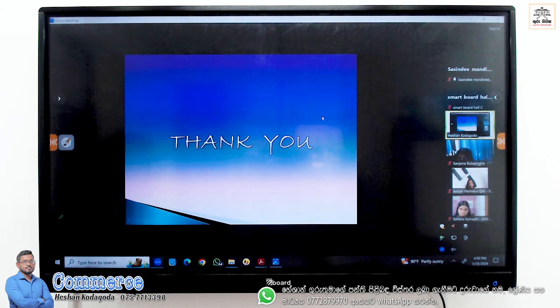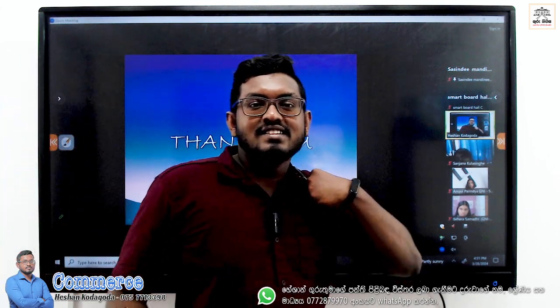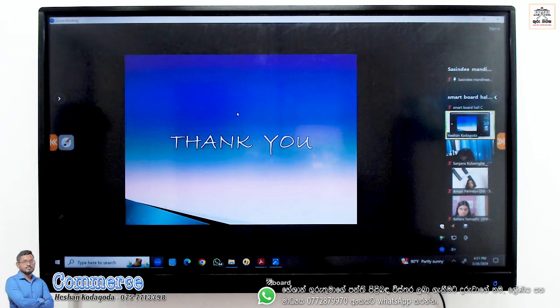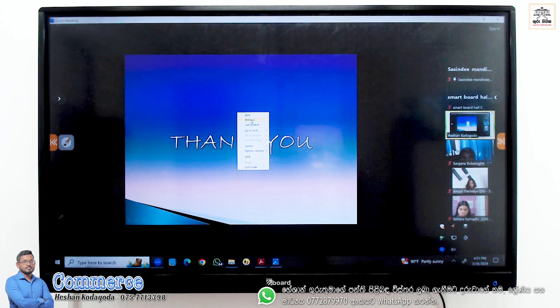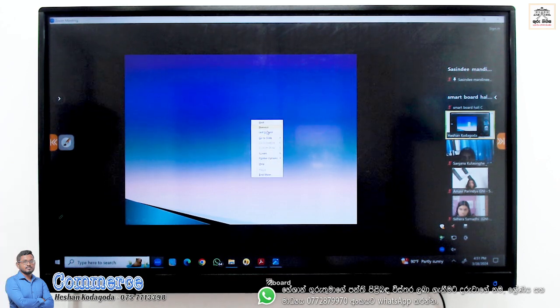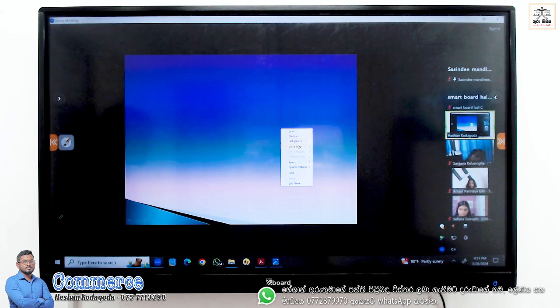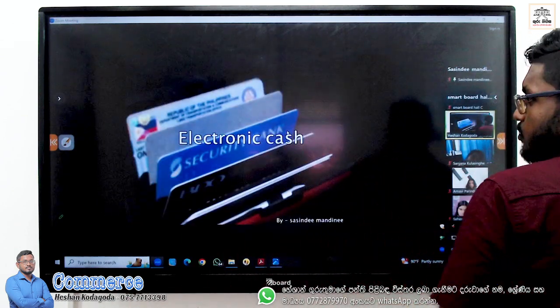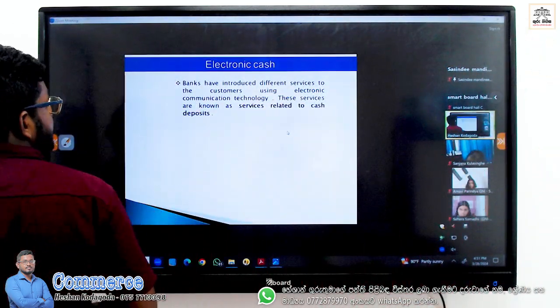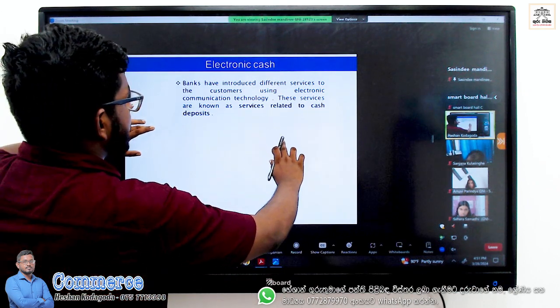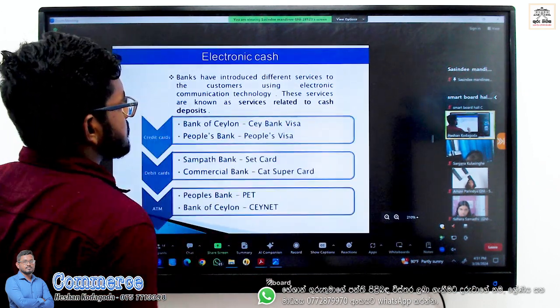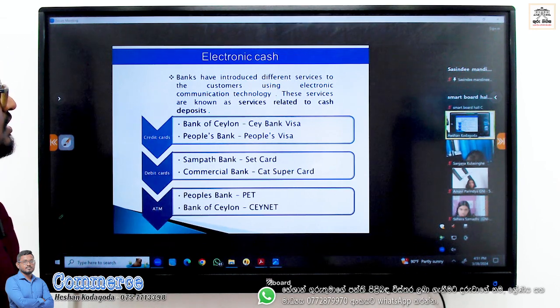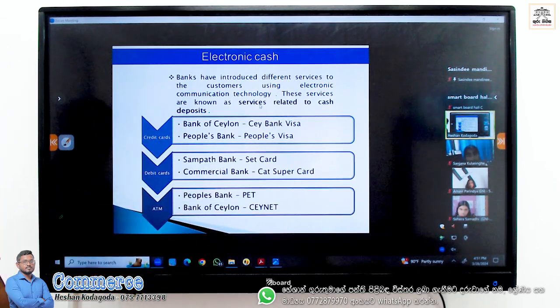Right. Okay. Well done. Can you move to the first slide, please? So, when it comes to Sasindi's presentation, you can use the arrow keys. Okay, so the topic is electronic cash. Here you can see the definition. Banks have introduced different services to the customers using electronic communication technology. These services are known as services related to cash deposits.